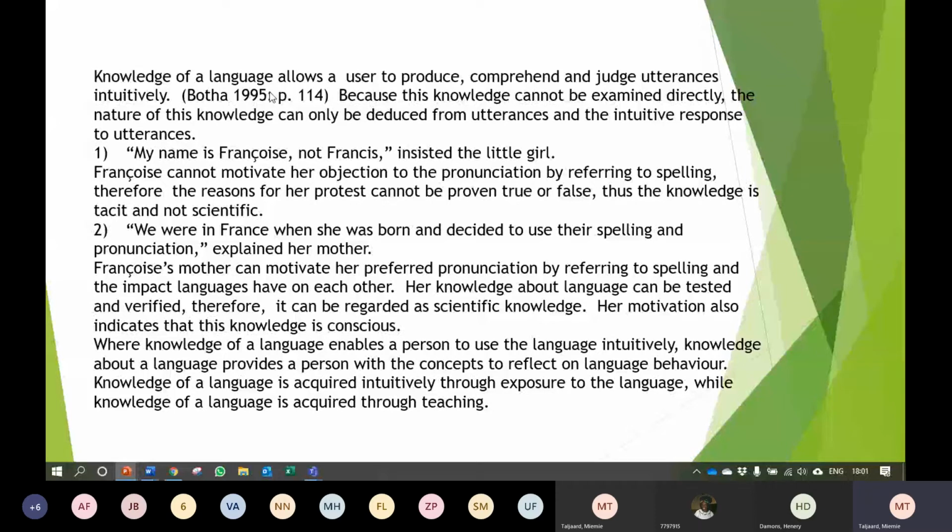So I had my topic, I have my example plus explanation. Then I have my second example. "We were in France when she was born and decided to use their spelling and pronunciation," explained her mother. Then I explain how this fits in with the topic sentence I've had there. And now I move to the abstract. Now I conclude my paragraph. "Where knowledge of a language enables a person to use the language intuitively, knowledge about a language provides a person with concepts to reflect."